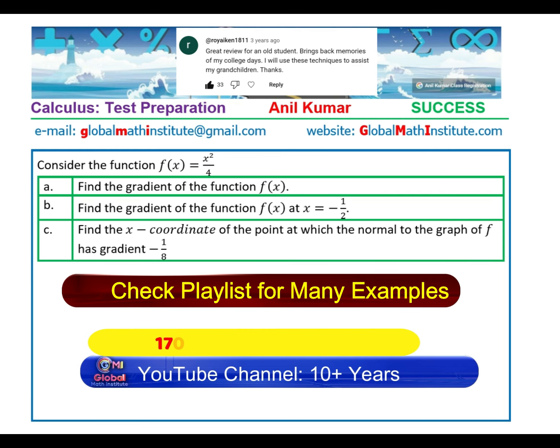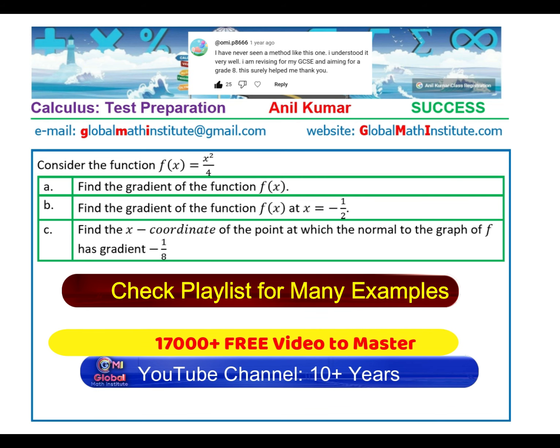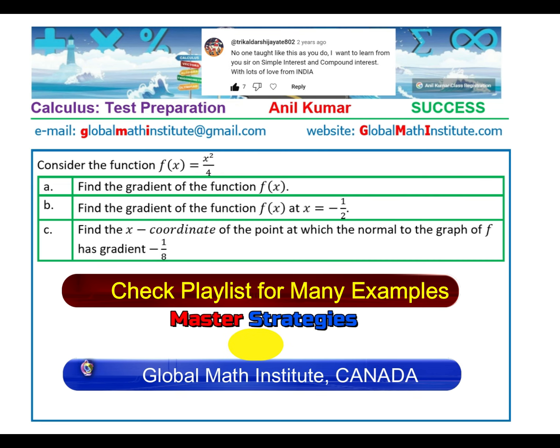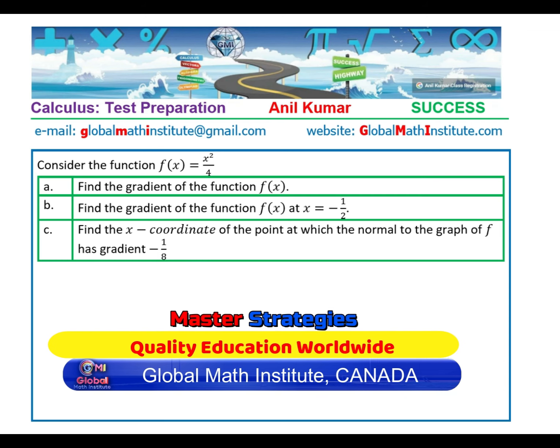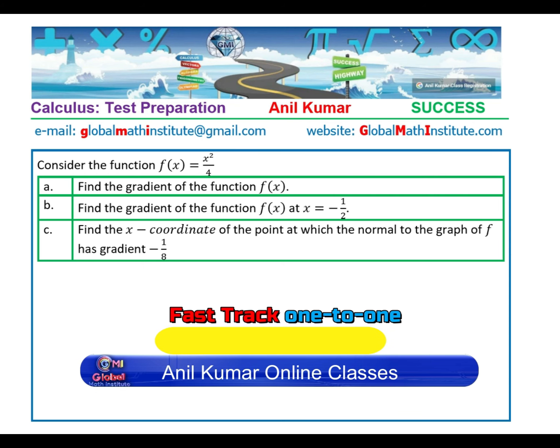Consider the function f of x equals x squared by 4. Find the gradient of the function. Find the gradient of the function f of x at x equals minus half. Find the x coordinate of the point at which the normal to the graph of f has a gradient of minus 1 over 8. A very good question from a foundation point of view. Let us see how we solve it.